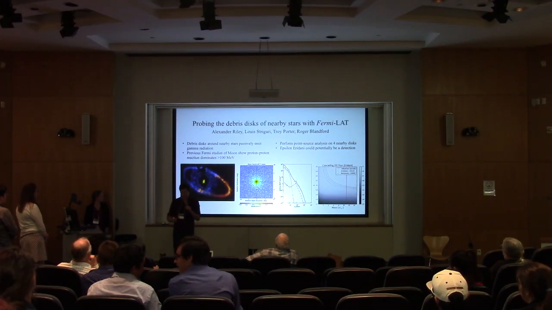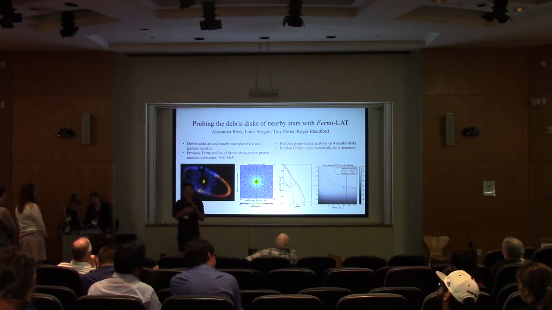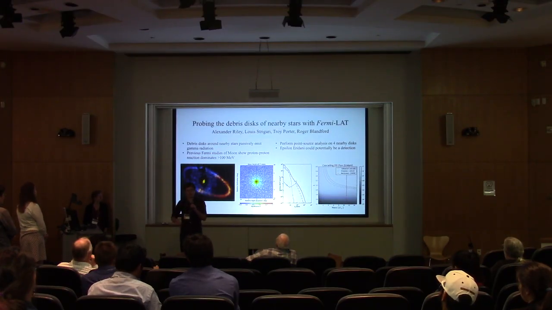So normally you think about large bodies grinding up against each other in these debris disks. They make dust. That dust re-emits light from the host star in the infrared, and we observe them in the infrared. We extrapolate back up to the larger bodies.